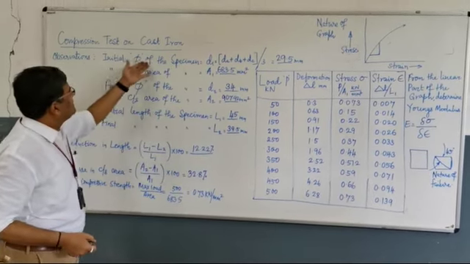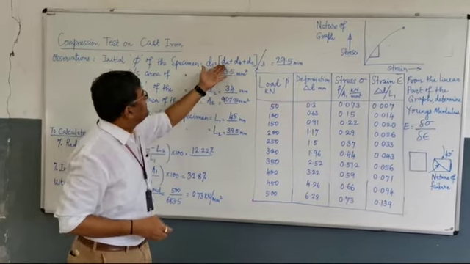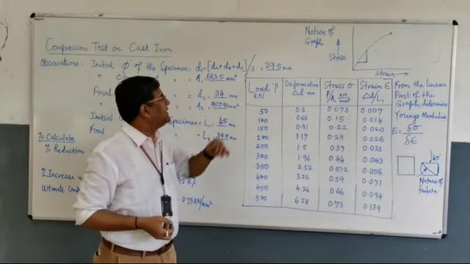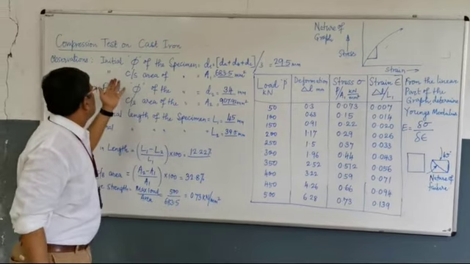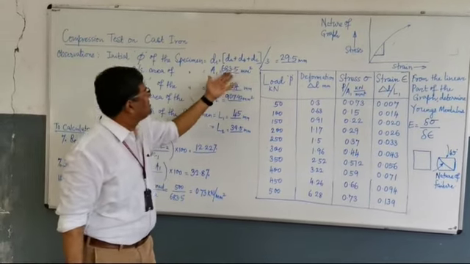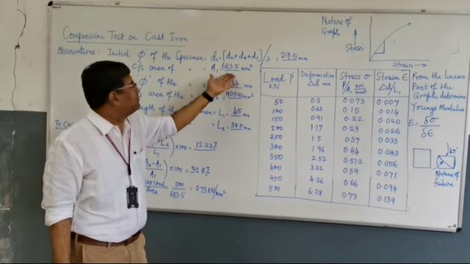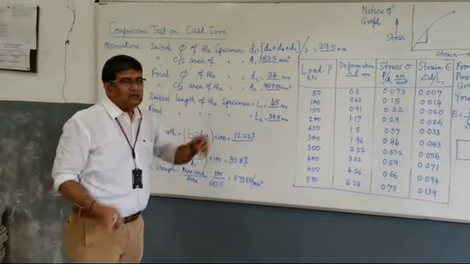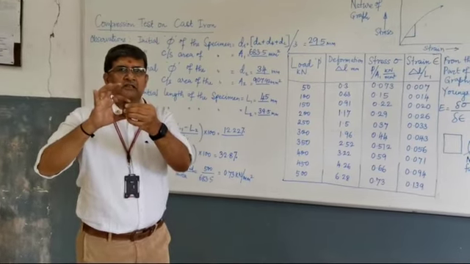So the initial diameter of the specimen, we have measured at 3 different places, divided by 3, and obtained it as 29.5 mm, and based on this we find out the initial cross-sectional area, pi d square by 4. Then the initial length of the specimen also has to be measured, that is this distance.